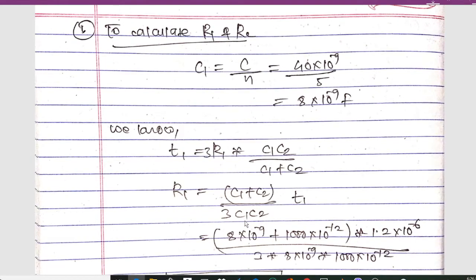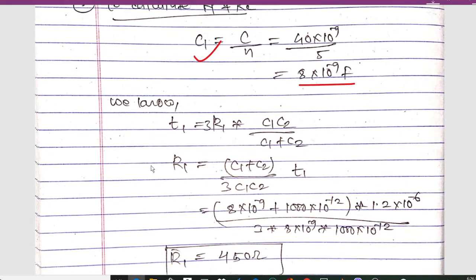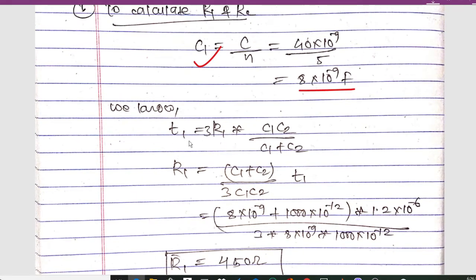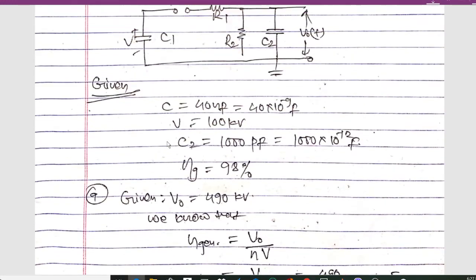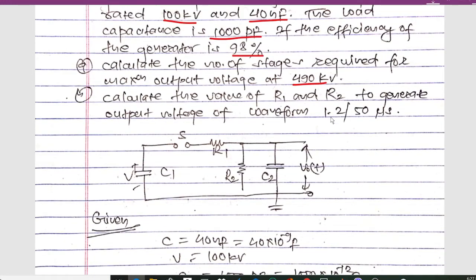To calculate R1 and R2, we first need to calculate the value of Cn. So Cn equals C1 upon N, so 40 into 10 power minus 9 upon 5 gives 8 into 10 power minus 9 farad. Now the waveform time and wave tail time. The formula for waveform time is T1 equals R1 into C1 into C2 upon C1 plus C2. And from here we will get the value of R1, since T1 and T2 are given in the question. Here you can see the waveform, and the wave tail time is already mentioned in the question. So this is the waveform time T1 and this is the wave tail time T2.